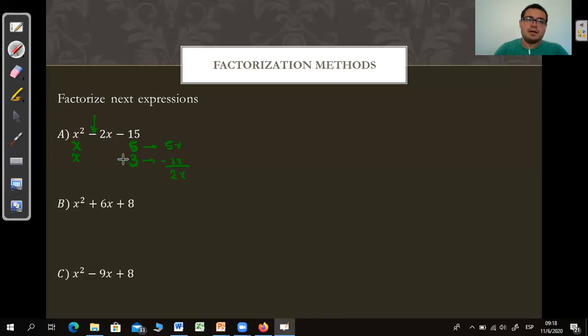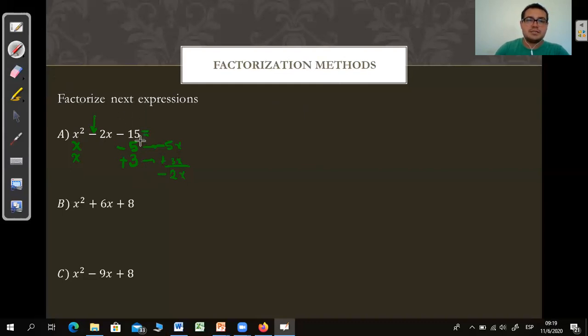Now I'm gonna guess the other way: these 3 positive and these 5 negative. Of course, this one's gonna work, because if you remember how to work with integers, you conclude that answer quickly. x times negative 5 is negative 5x. x times positive 3 is positive 3x. And if you operate negative 5x plus 3x, you're gonna have negative 2x.